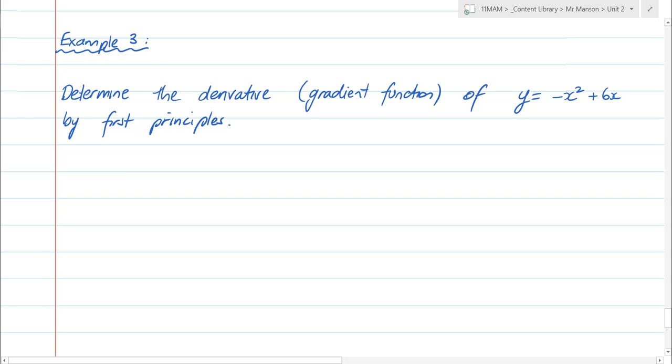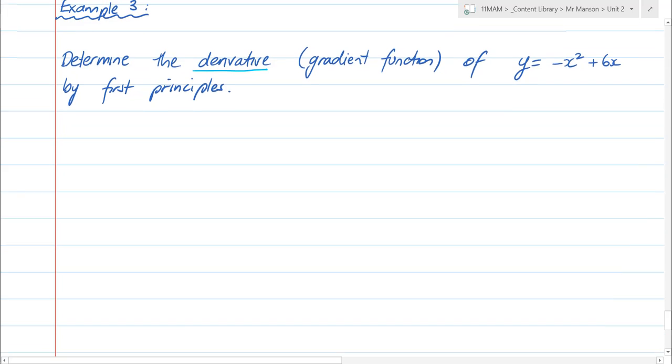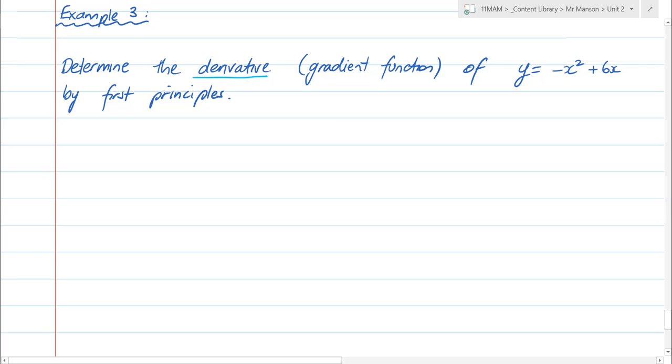We're going to determine the derivative. So I've introduced a new piece of language already. The derivative is another name for the gradient function. Determine the derivative of y equals negative x squared plus 6x by first principles. Would you like to have a go at this yourself, or do you want me to just do this one and then give you the exercise to practice?